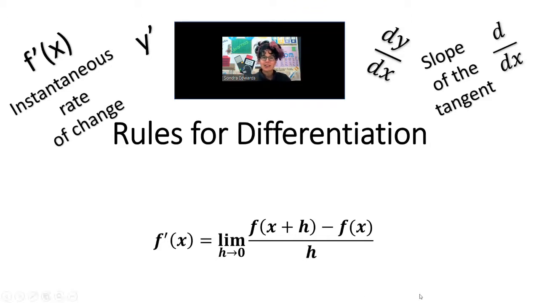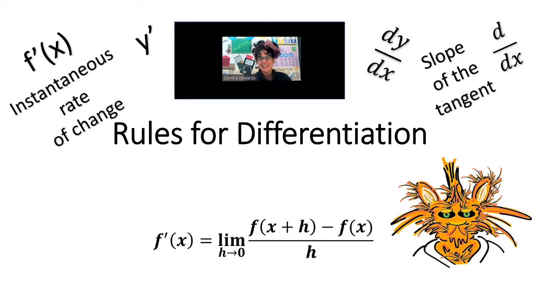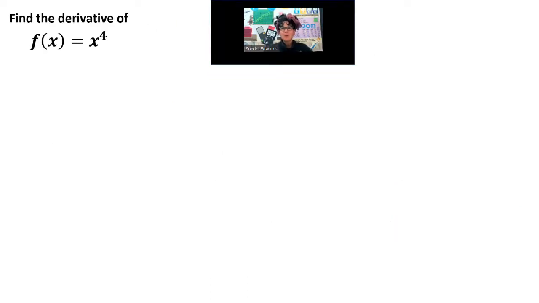Now, using this limit definition to find the derivative might make you feel like this. But fortunately today, when we start these rules for differentiation, we're going to be able to avoid using the limit definition to find the derivative, and it's going to be so quick. Before we jump to the power rule, we are going to find the derivative of f of x one more time using the limit definition.